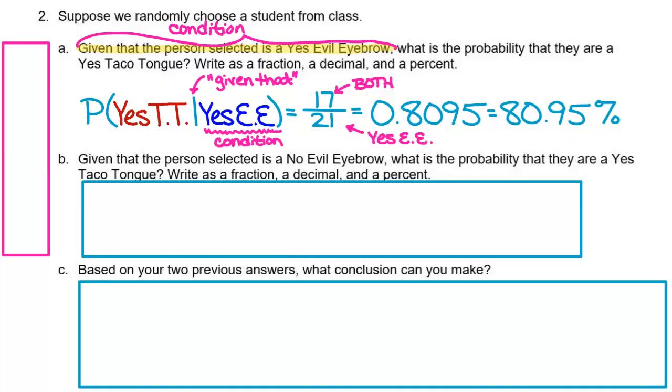It says yes and then two E's. The EE means evil eyebrow. TT is taco tongue. I just didn't have enough room to write that whole thing out. Okay. All right.